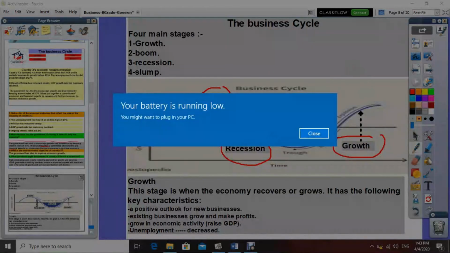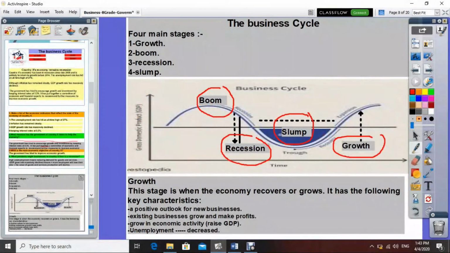This stage in growth, oh sorry guys, we should charge the battery.